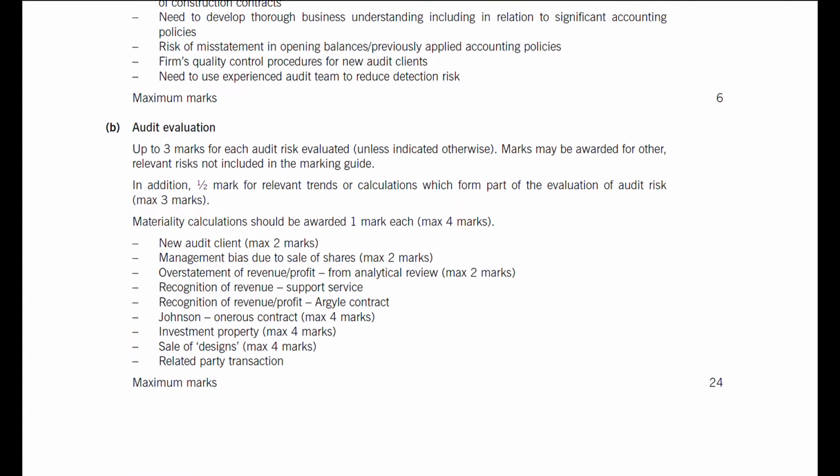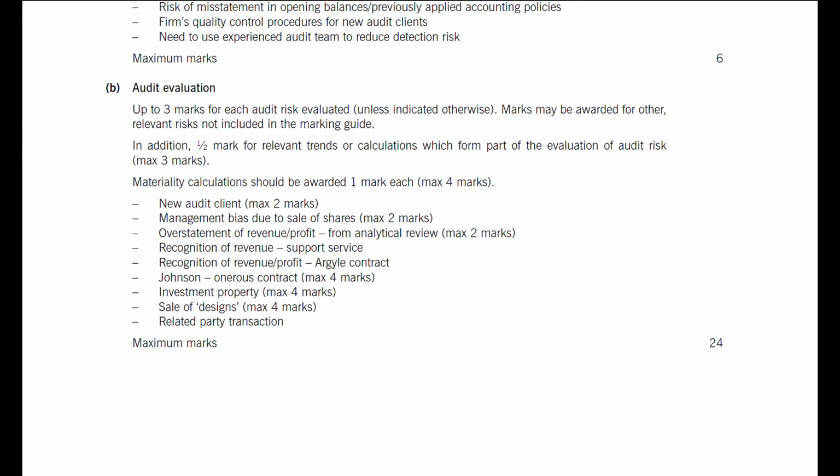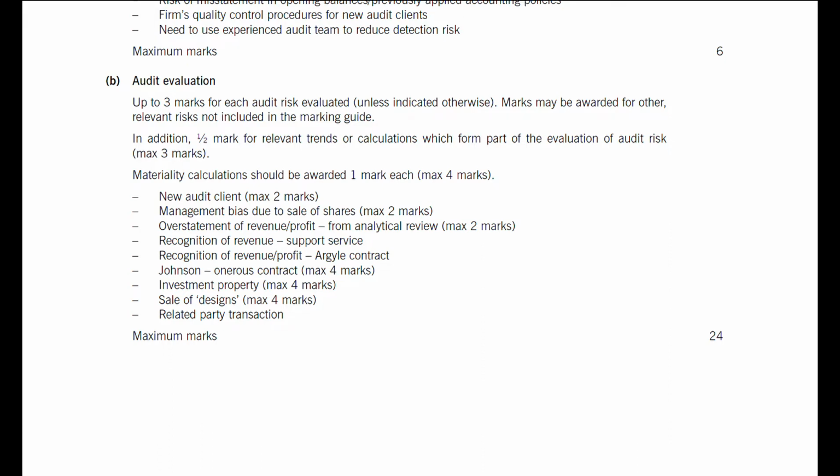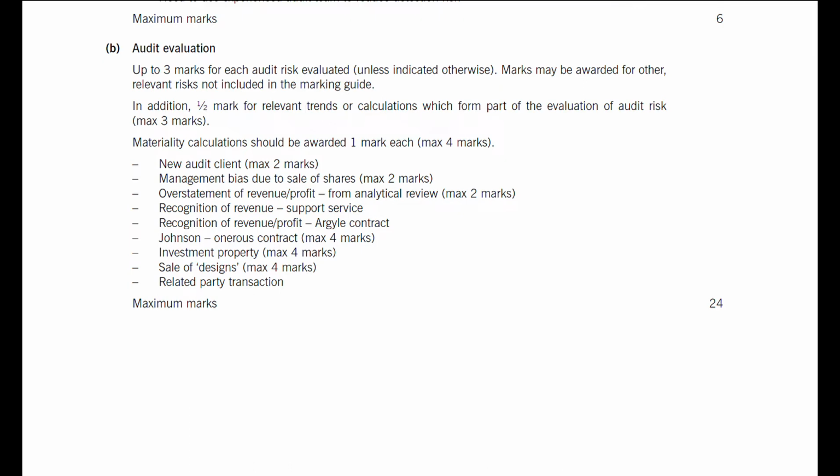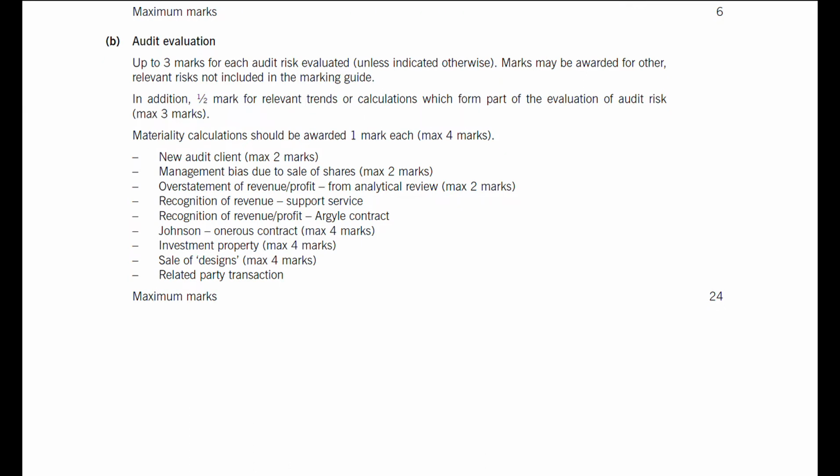B. Audit evaluation up to 3 marks for each audit risk evaluated, unless indicated otherwise. Marks may be awarded for other relevant risks not included in the marking guide. In addition, half mark for relevant trends or calculation, which form part of the evaluation of audit risks. Materiality calculations should be awarded 1 mark each.